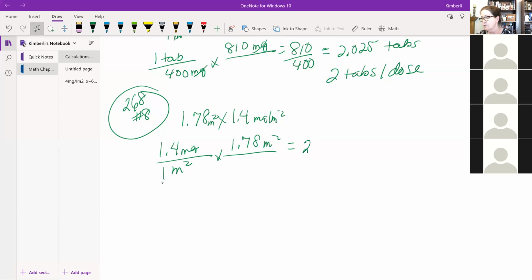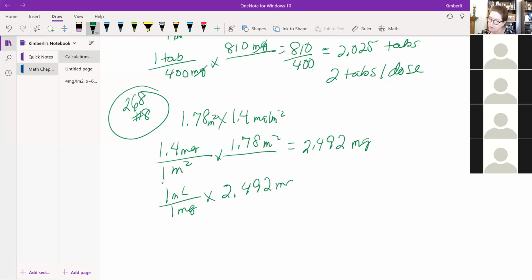So I get 2.492. And then since it's 1 milligram per milliliter, 1 milliliter gives me 1 milligram. And I want to give the patient 2.492 milligrams. It's going to give me 2.492 milliliters.